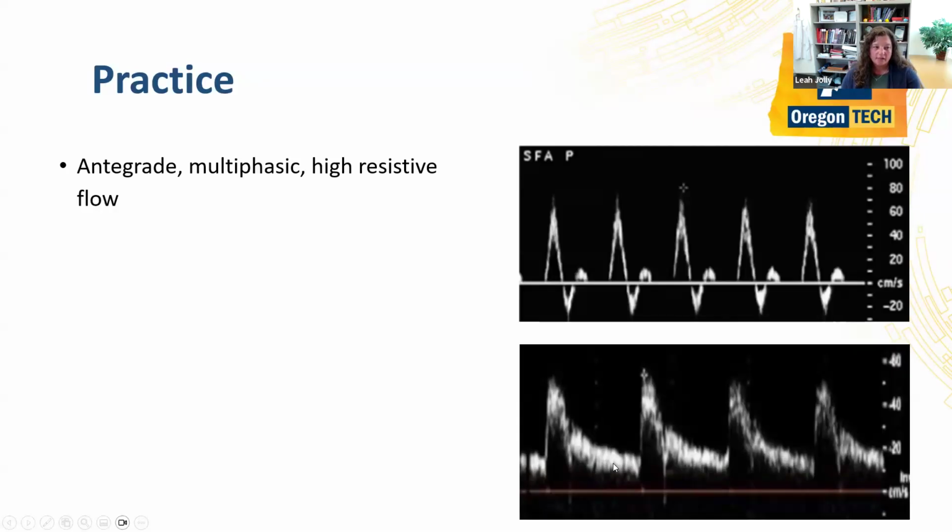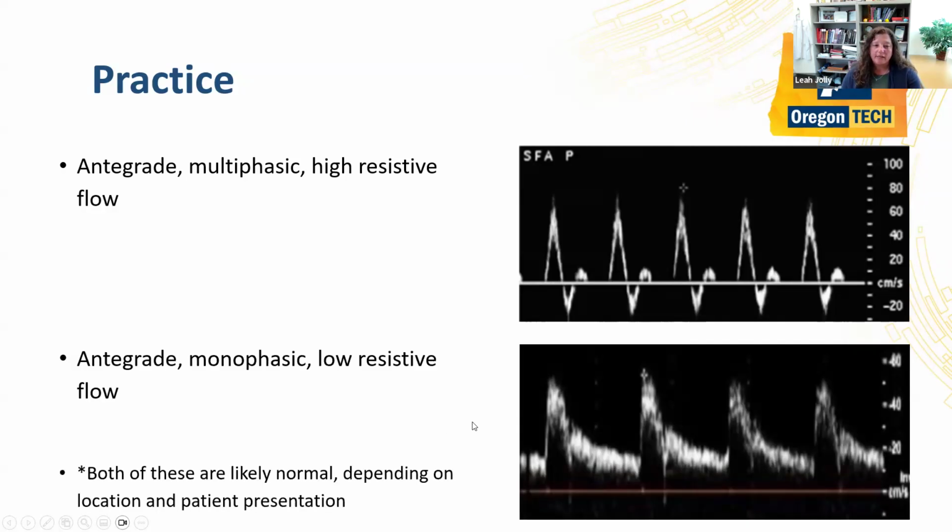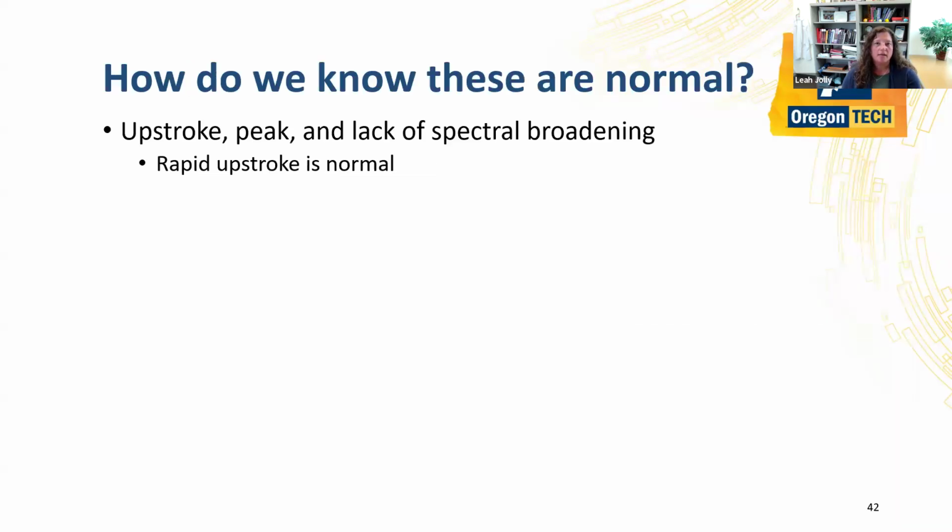This one below is different. Still antegrade, right? But is it crossing the zero flow baseline? No, it's not. Also, we have forward flow throughout the cardiac cycle. So this is antegrade, monophasic, low resistive flow. Both of these are likely normal depending on the location and patient presentation. And I'll talk about why they're normal in a minute.